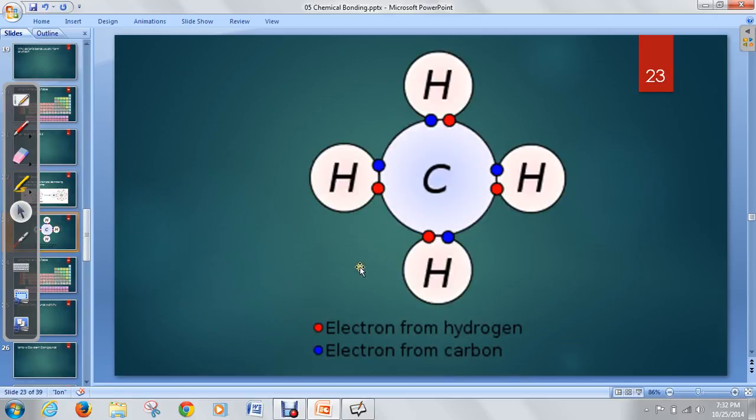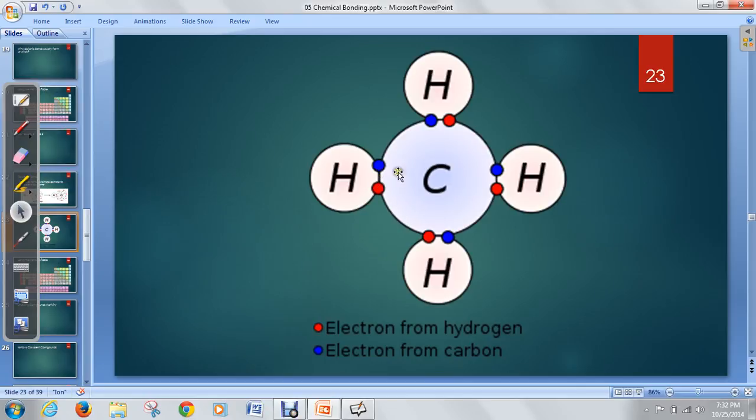Then we talked about this specific one. This is CH4, sometimes called methane, but it's also a covalent bond. Again, each one of these hydrogens has 1 electron, which are shown with red dots, and the carbon has 4 valence electrons, which are represented by the blue dots. So carbon's going to say, hey, I'll share 1 electron with each one of you guys. So now everyone's happy, right?